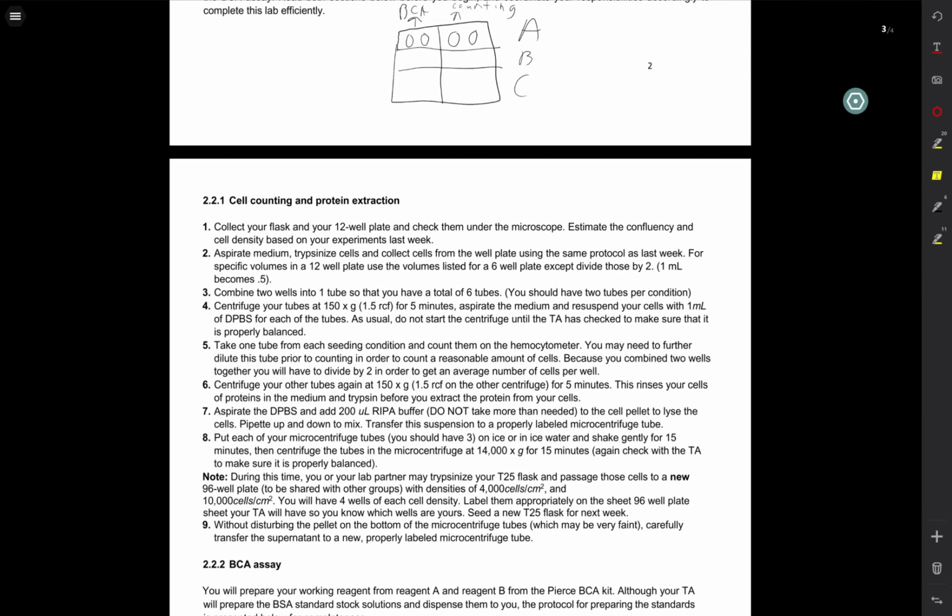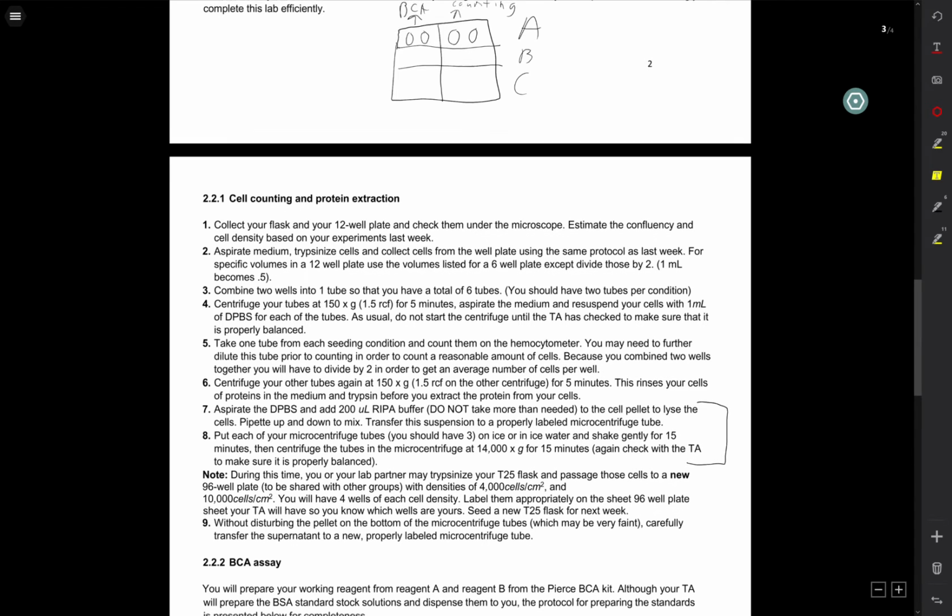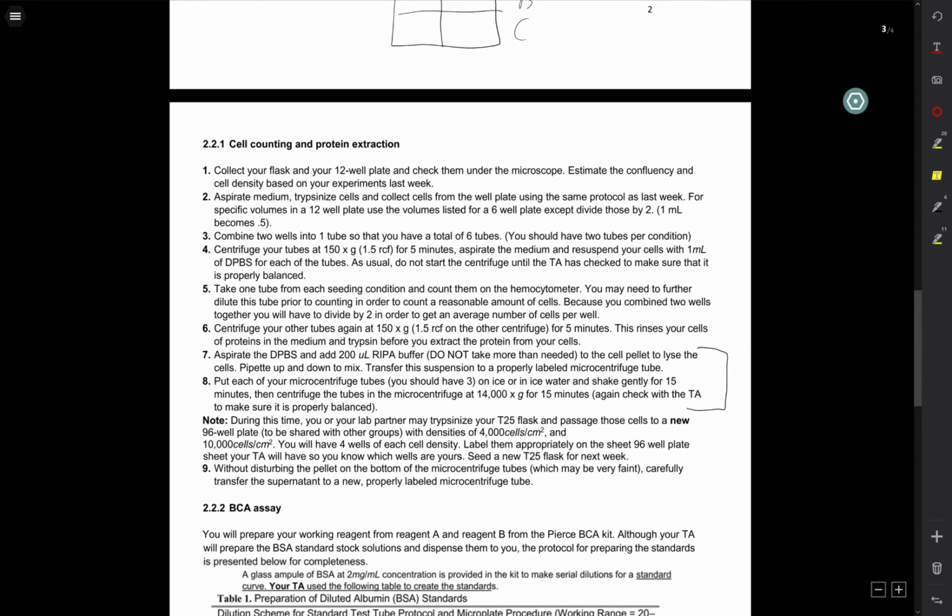What you should also be doing during this time, because there's a couple of different incubation steps, especially right here, is passaging your flask for the experiment on Wednesday. For the experiment on Wednesday, you'll notice that I'm having you seed 4 wells of each cell density, and we're actually going to have standard deviations for yourself. So yay.